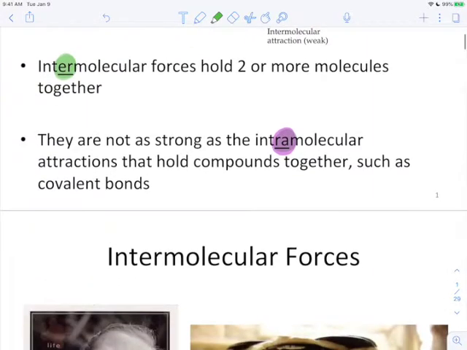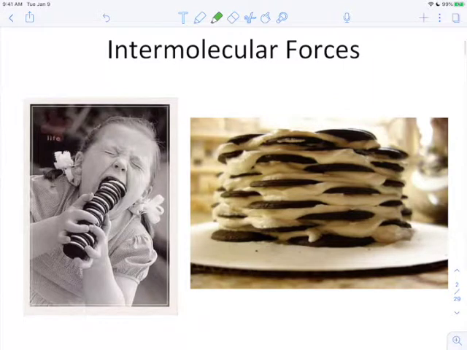So just another analogy to help with that is this very adorable girl, which is absolutely not me. I was never that cute. She is trying to eat all those Oreo cookies.